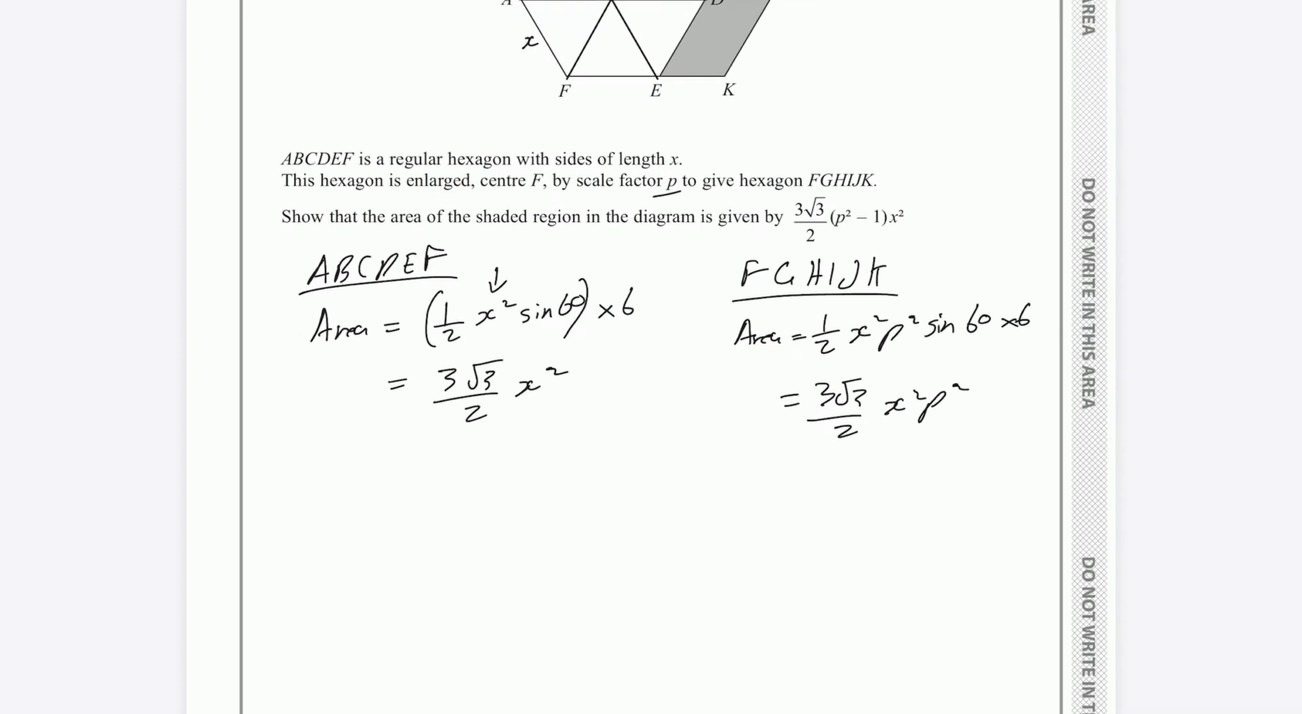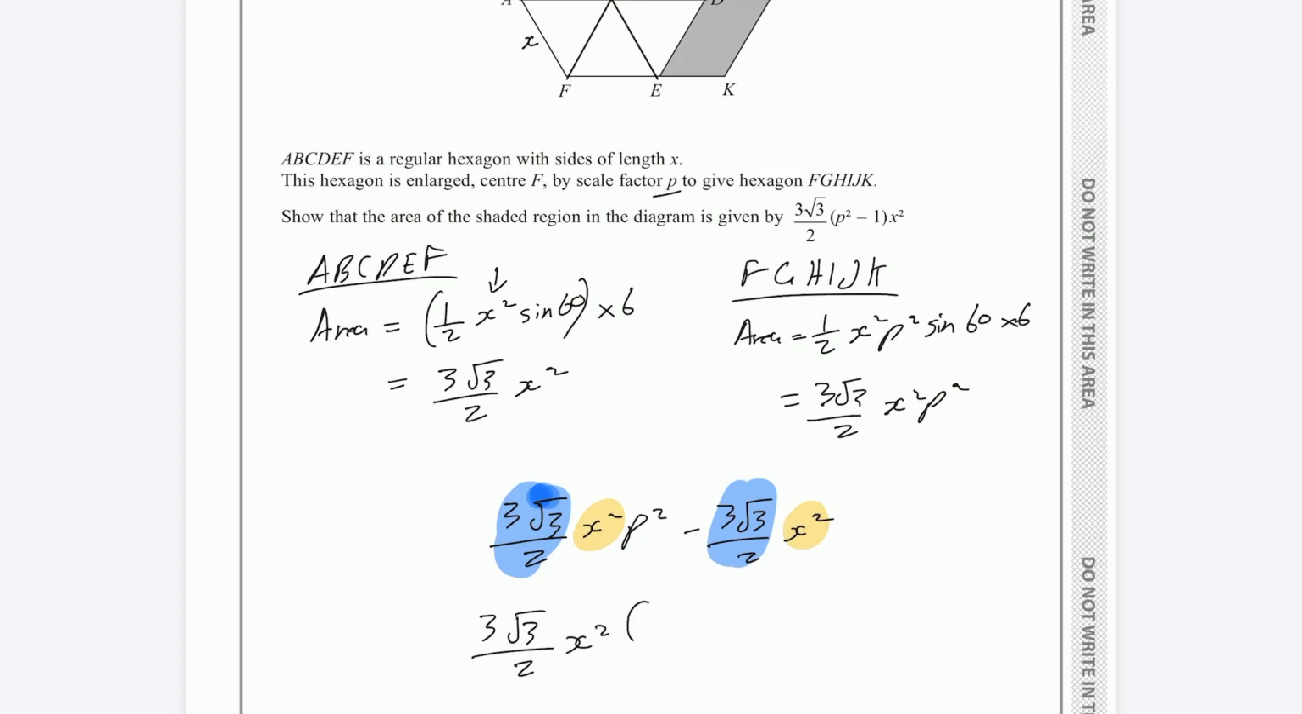And now to find the area of the shaded region, we just need to take them both away. So we take away the large one, which is 3 root 3 over 2 x squared p squared. Take that away from the small one. Now notice what's common in these two is, if I just grab my highlighter again, is this bit here and the x squared as well. So you can factor them both out. So then you have 3 root 3 over 2 x squared, and then we have p squared minus 1. And you can see how that looks exactly like what we've got there, other than the fact that they've just put the x squared on that side, which doesn't make any difference.